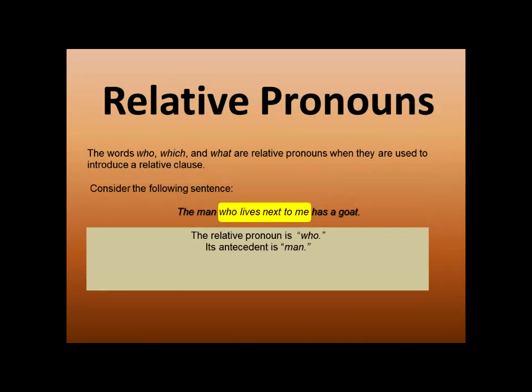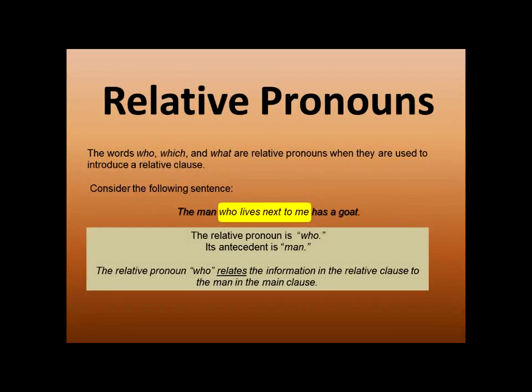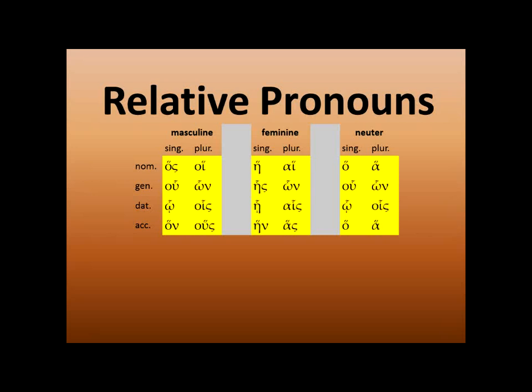Its antecedent is man. The relative pronoun who relates the information in the relative clause to the man in the main clause. That's why it's called a relative pronoun and a relative clause. It relates the information in the relative clause to the man in the main clause.